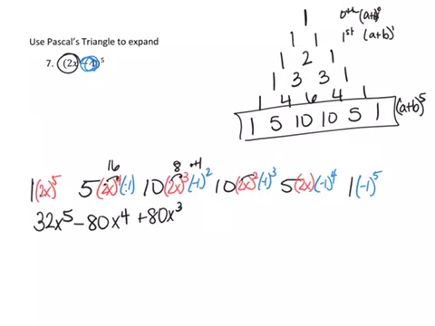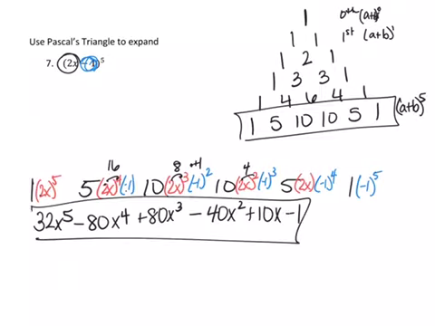And then 2 squared is 4. 4 times 10 is 40. Negative 1 cubed is negative 1, so negative 40x squared. And then negative 1 to the 4th power is positive 1 times 2 times 5 is plus 10x. And negative 1 to the 5th is negative 1. And that's my final answer.